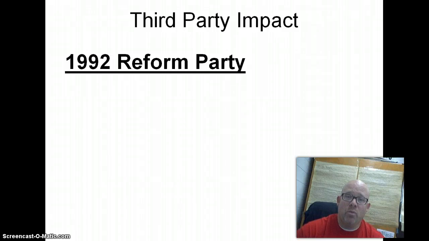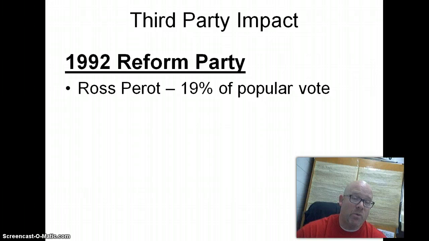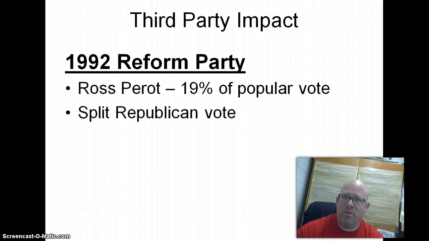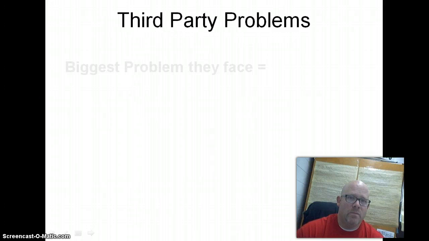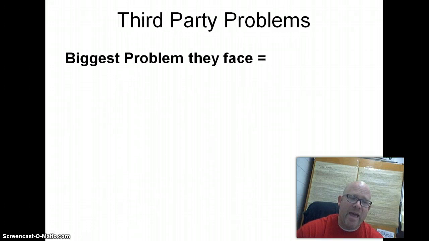The next third party we'll look at in terms of impact is in 1992, the Reform Party, led by Ross Perot, which is going to garner about 19% of the popular vote. Not going to win any electoral votes, but he's going to garner about 20% of the popular vote. He's going to split the Republican vote away from George H.W. Bush, and he's going to help Bill Clinton, a Democrat, win the presidency. So as you can see, third parties can have a huge impact in the outcome of a presidential race.